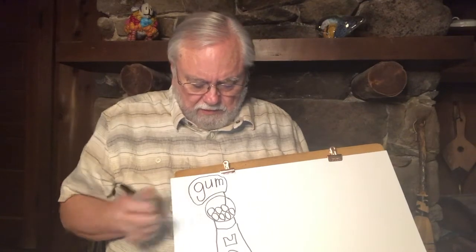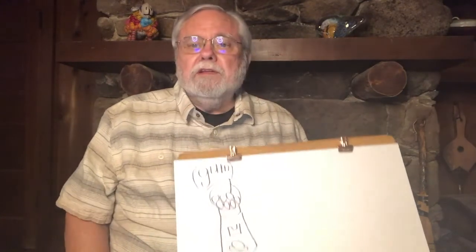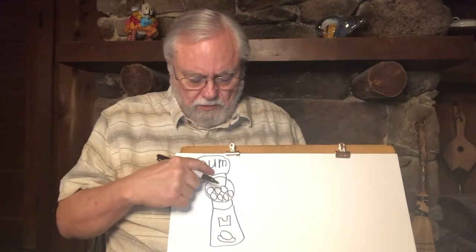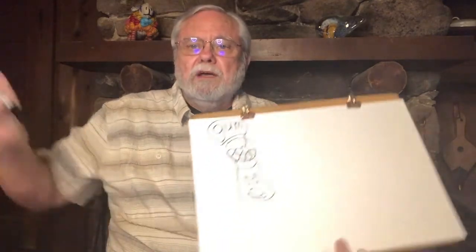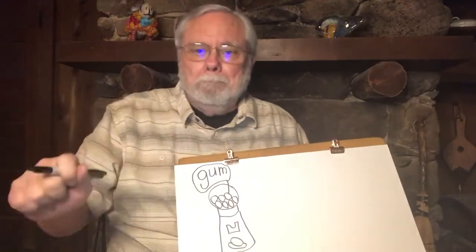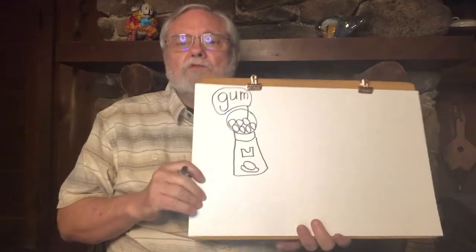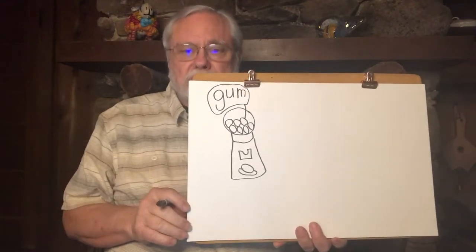and tie the string to one of the pieces of gum. What are the letters in gum? G, U, M. And what are the sounds? G, Now we're going to do as much rhyming as we have time for today.